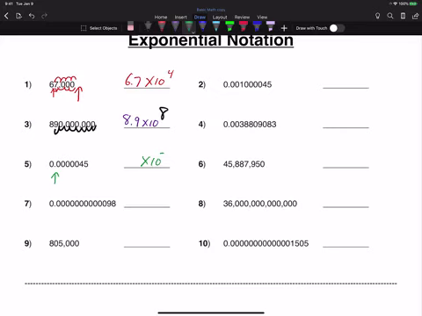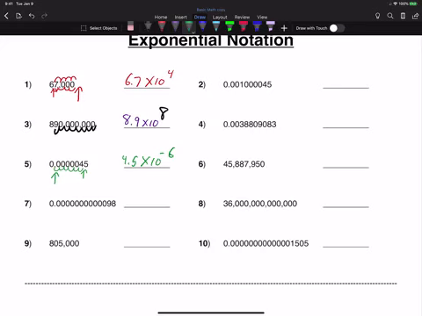So if we move it between the 4 and the 5, that'll give us 4.5. All that remains is to figure out the number of places that we've moved the decimal point. 1, 2, 3, 4, 5, 6. This is 4.5 times 10 to the negative 6.